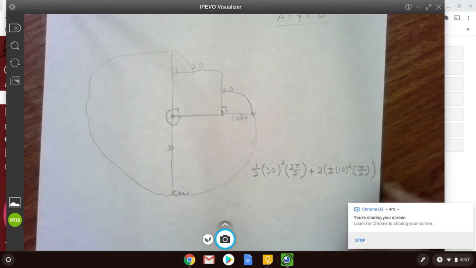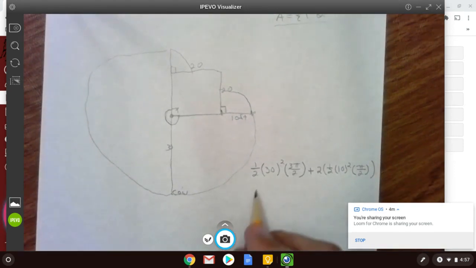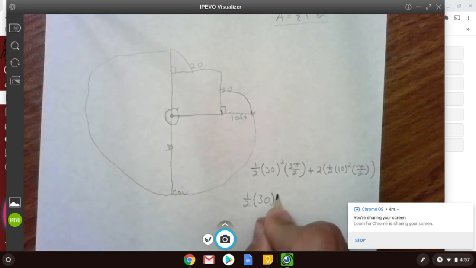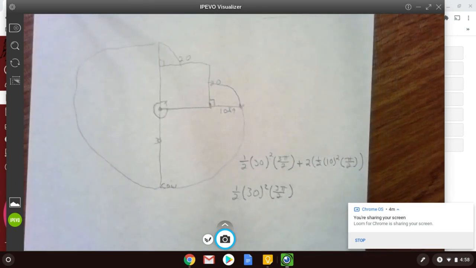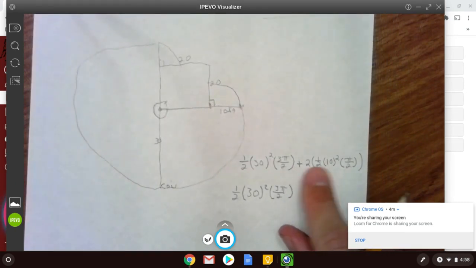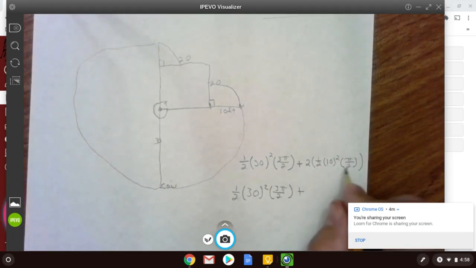Right, I got too many parentheses here. Let me clean this up a little. Let's see. We've got 1/2, 30 squared, 3 pi over 2. All right, instead of saying 2 times 1/2, that's just going to be 1 whole. So plus, then 10 squared is going to be 100. And then you've got that pi over 2.